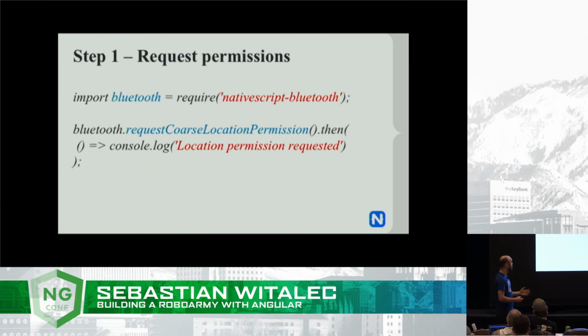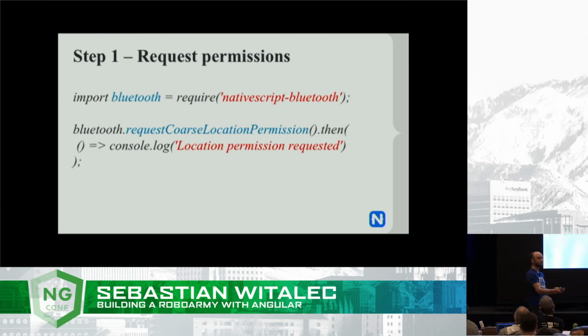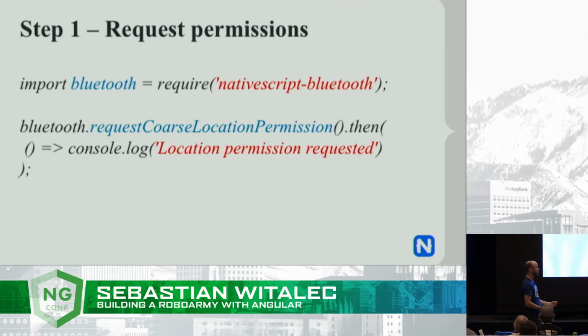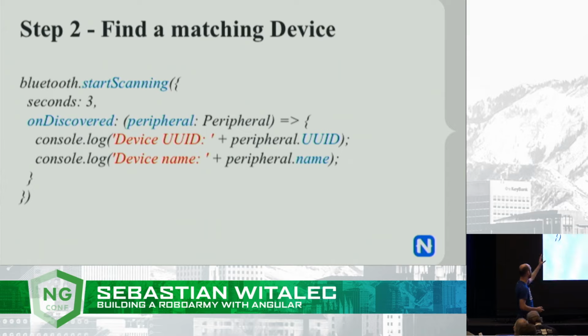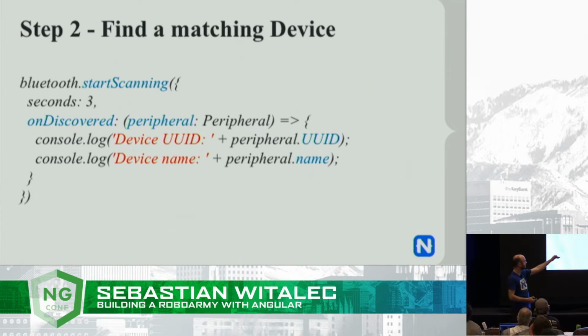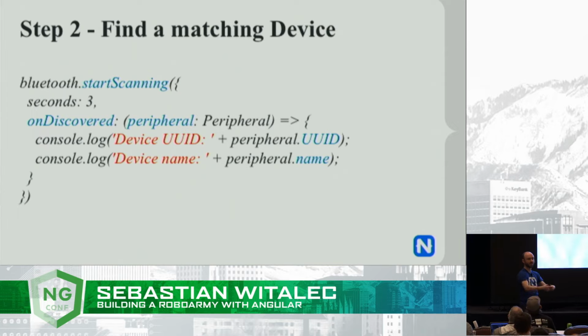Once you have that, we first ask the app user to give us permission to use Bluetooth. That's why we use request coarse location permission. Once we've done that, we can start using Bluetooth functionality. If you run Bluetooth start scanning, that will run over a few seconds, and then we have this on discovered callback that gets called every time a new device is discovered in the area. That callback gives us this peripheral object, which has a lot of attributes inside, but the UUID and name are the important ones. Name is what you display to the user so that they can select one. When you want to connect to the device, you just use that UUID.